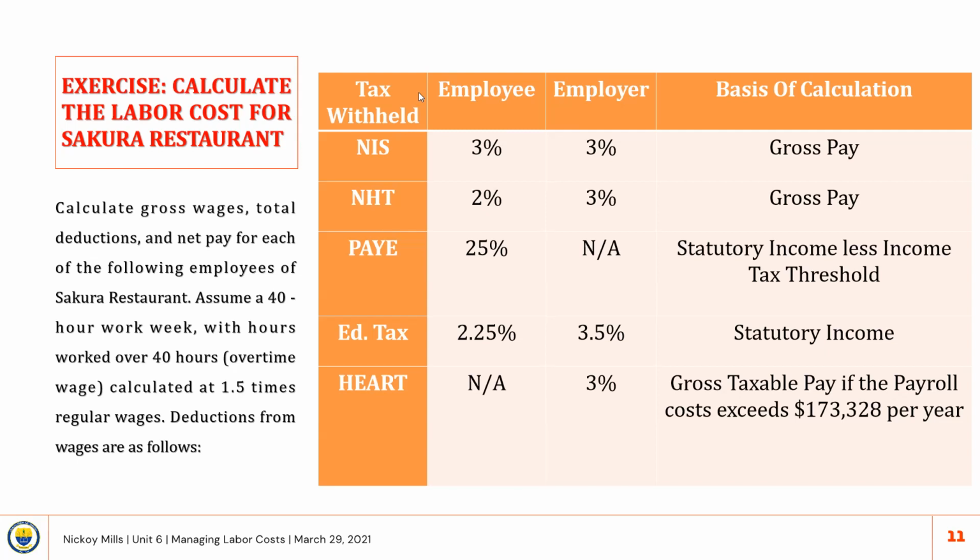3% of the gross taxable payroll if the payroll costs exceed 173,380. I think I did the calculations right here. Okay. All right.